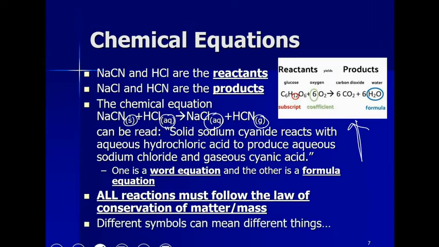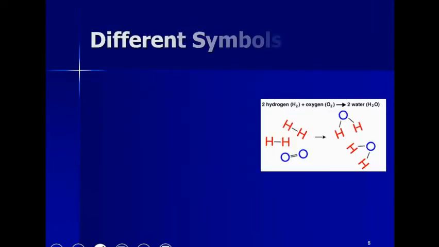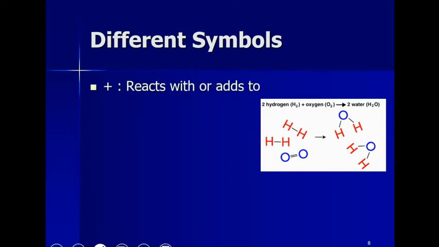Different symbols can mean different things, so we're going to talk about the different symbols. Here we have a chemical reaction: 2H2 plus O2 yields 2H2O. So what does everything mean? The plus means reacts with or adds to. The arrow means yields or produces.